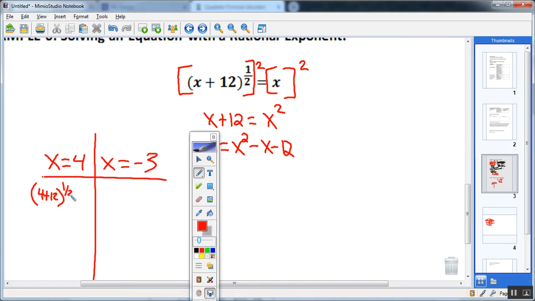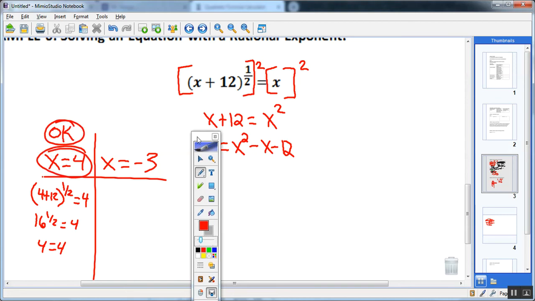To the 1/2 power equal to 4. You said this is 16 to the 1/2 power. This is 4 equals 4. Does x equal 4 work? So this one is okay.